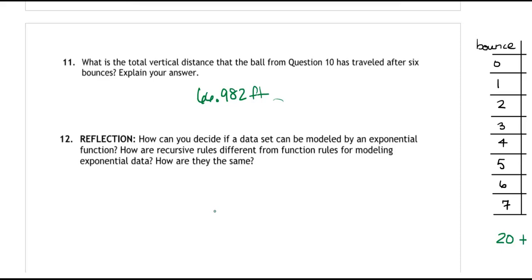Okay, last question here. How can you decide if a data set can be modeled by an exponential function? How are recursive rules different from function rules for modeling exponential data, and how are they the same?